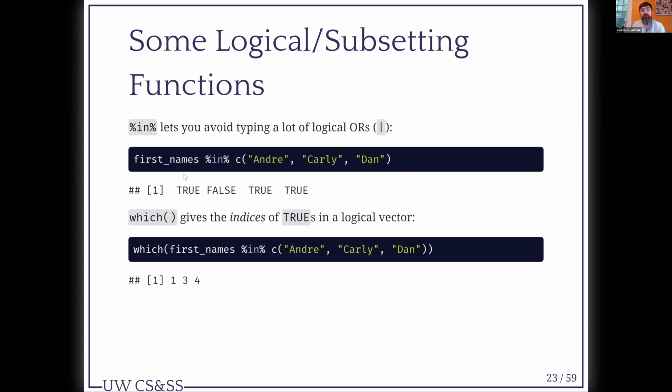Another useful function for working with subsetting vectors is which. Which gives the indices of trues in a logical vector. So if I test this same first names %in% Andre, Carly, and Dan, and I put this in a which statement, I get 1, 3, and 4. The reason for this is that the first element was a true, the third element was a true, and the fourth element was a true. 2 is omitted here because it was a false. This provides numeric indices of trues. Sometimes you're going to want numeric indices for things based on a logical, and which is the way to get it.